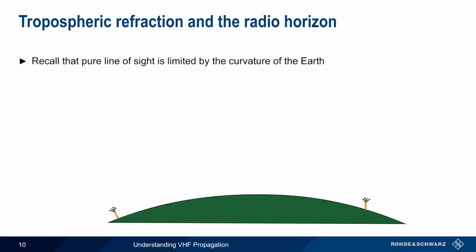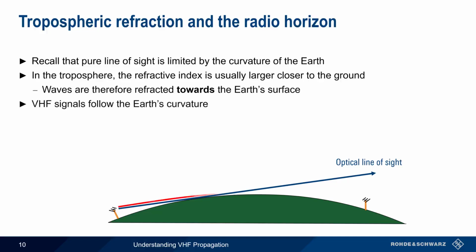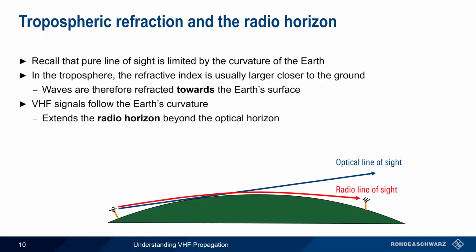As we mentioned earlier, pure line-of-sight propagation at VHF would be limited by the curvature of the Earth. That is, reception beyond the so-called optical or geometric horizon would not be possible. But as we just discussed, the refractive index of the troposphere is larger closer to the ground, so radio waves passing through the troposphere are refracted towards the surface of the Earth.